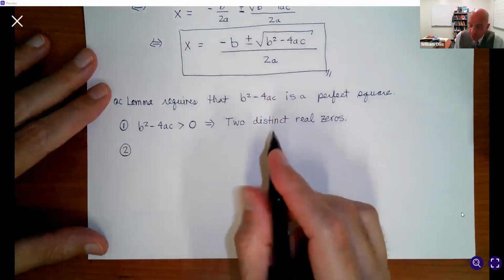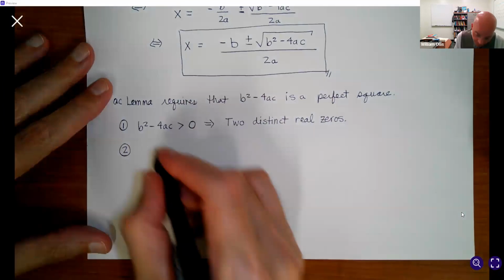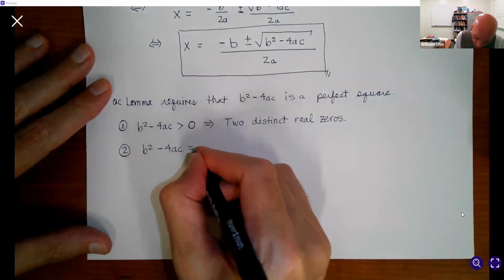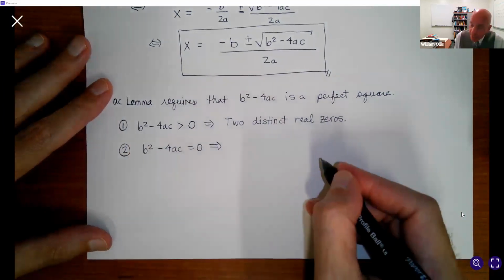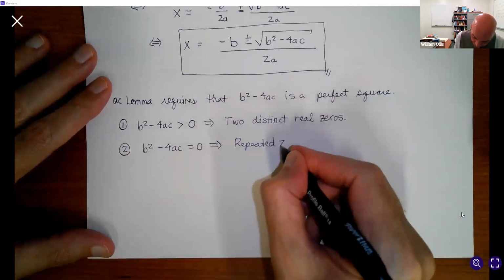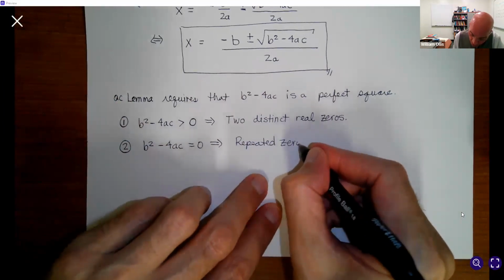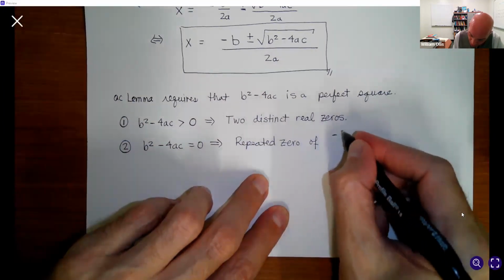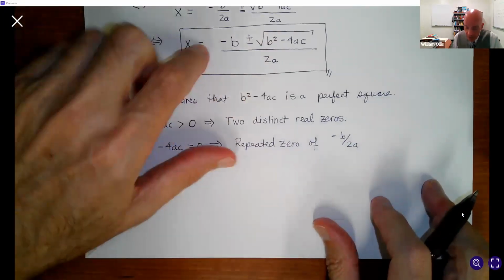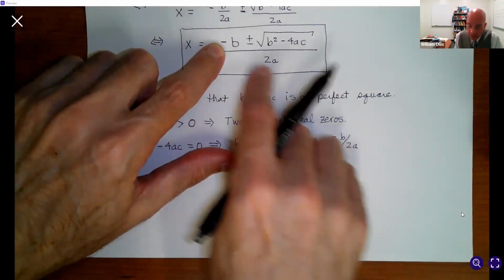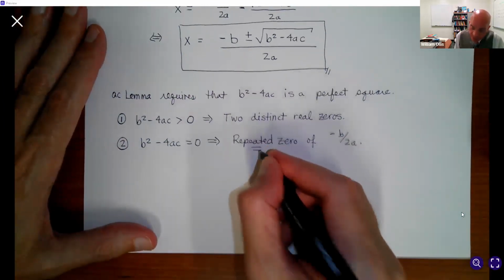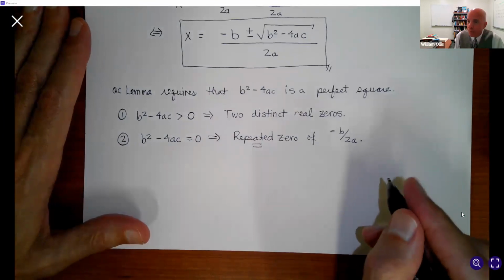Well, it could be the case that b squared minus 4ac is 0. So this is using the law of trichotomy of real numbers. This would imply a repeated zero of, well, that just leaves us minus b over 2a. That's it. Because, of course, if this term is 0, then the only thing that's left is the opposite of b divided by 2a. And boy, that's really simple. And when we say repeated, that just means that we get the perfect square.